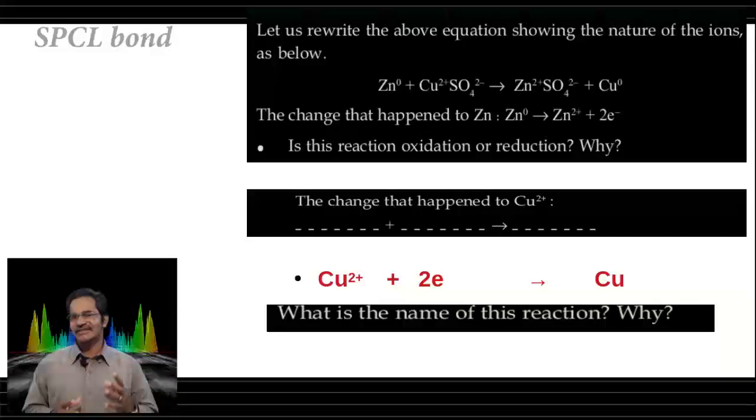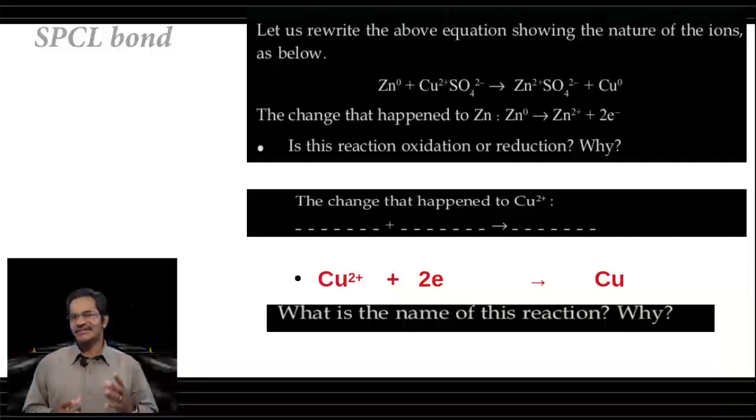The change that happened to zinc is very clear. Zn0 is converted to Zn2+. So the equation is Zn0 gives Zn2+ plus 2 electrons. That means 2 electrons are removed from Zn. What is removal of electron? Removal of electron is oxidation. Therefore, this reaction is oxidation. Is this reaction oxidation or reduction? Oxidation. Why? Electrons are removed.